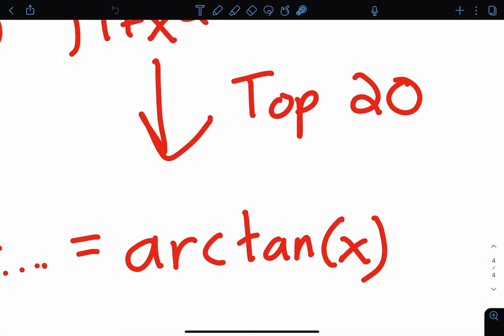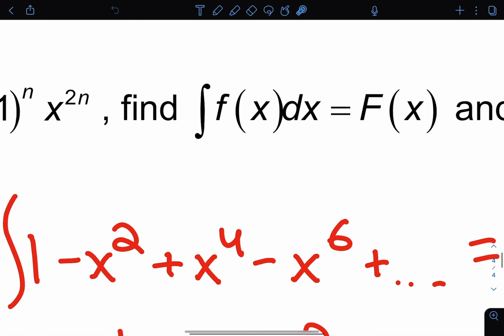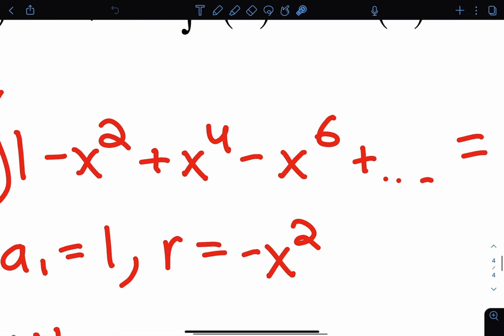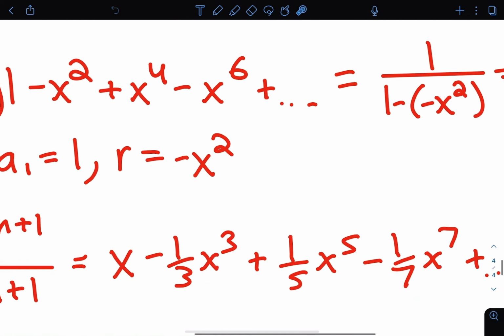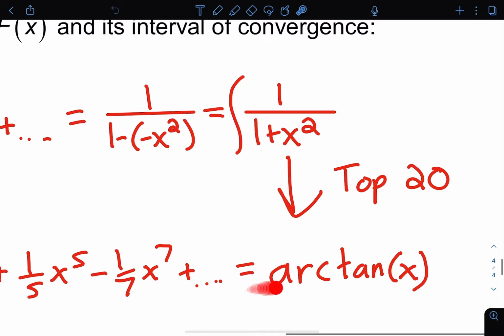And so, based on what we just did here, if we took our series written out term by term, right? Let's take the antiderivative of all of those. Okay, what's the antiderivative of 1? X. Negative 1/3 x cubed. Positive 1/5 x to the fifth, etc., etc., etc., right? All of those terms are going to equal tangent inverse.